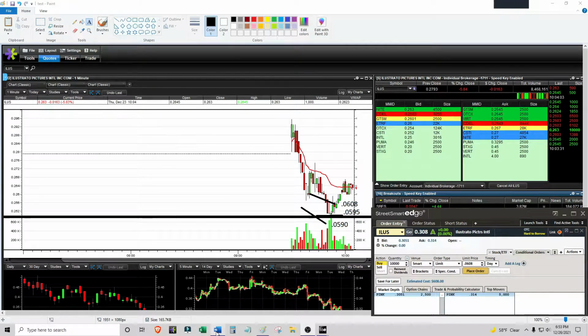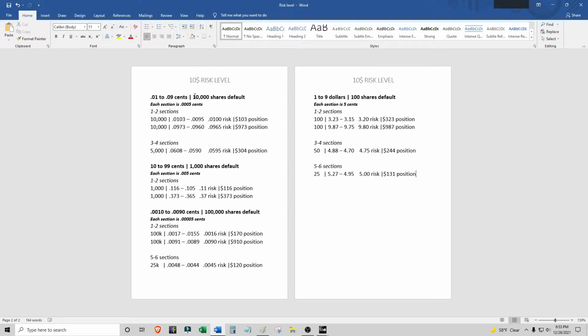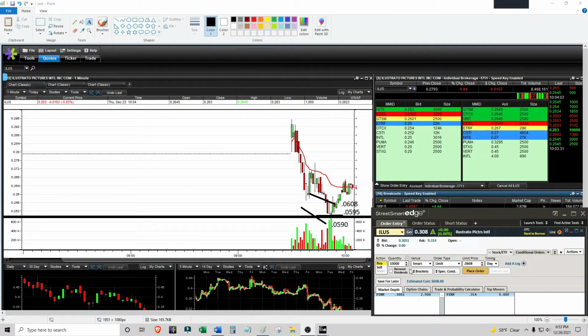Because we went from 1 to 2 sections, which is the 10,000 shares default, to now 3 to 4 sections, we divide the amount of shares in half. So for example, in this case it was 3 sections. We're going to divide it in half, so that means we're going to trade a 5,000 share position. So now a $304 position, 608. Worst case scenario, it breaks your risk level 595, which was 3 sections away from your entry. You're out at 590, so 304 and then 295. So 295 to 304 is $9.